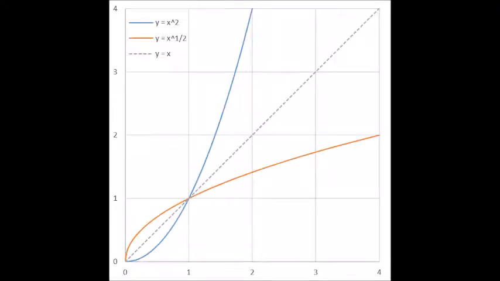Let's look at this graph of y equals x squared, as seen by the blue curve. The inverse function of that is y equals the square root of x, or x to the 1/2. This is seen by the orange curve. Graphically, the inverse function is a mirror image of the original function reflected about the line y equals x. Can you see the symmetry here?